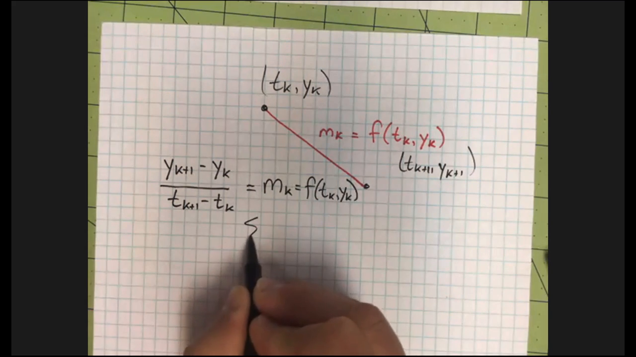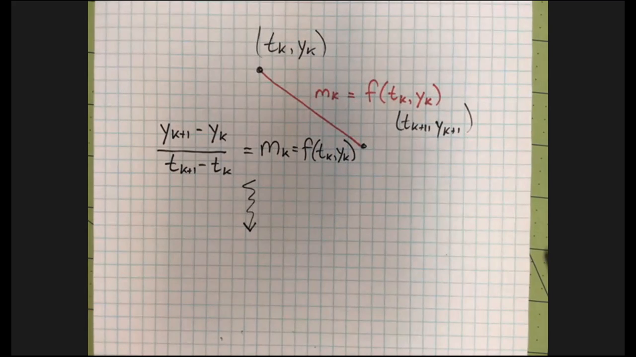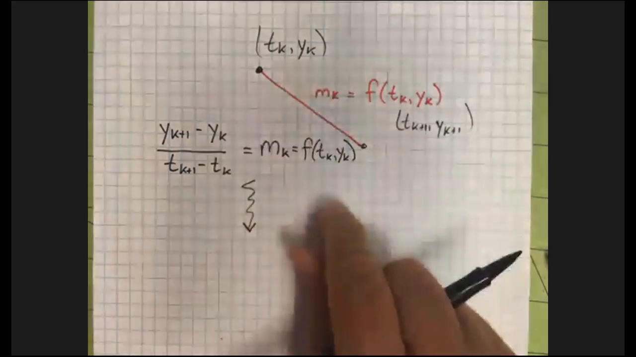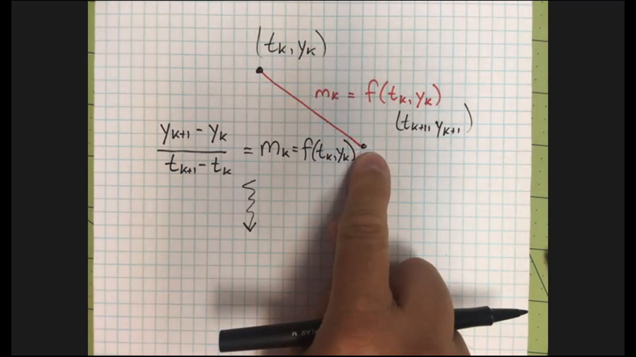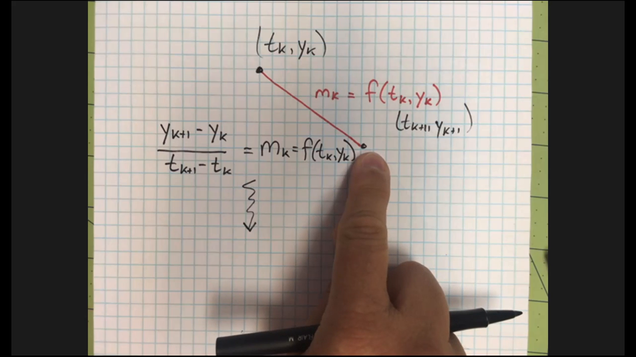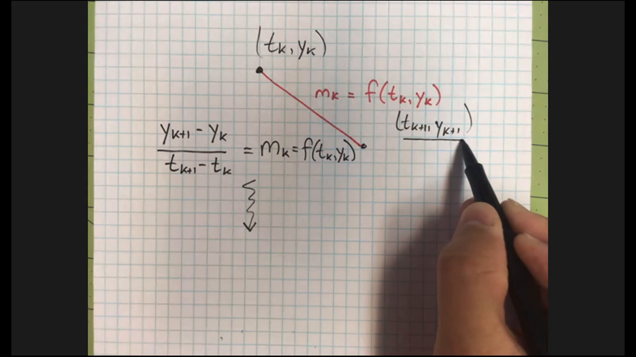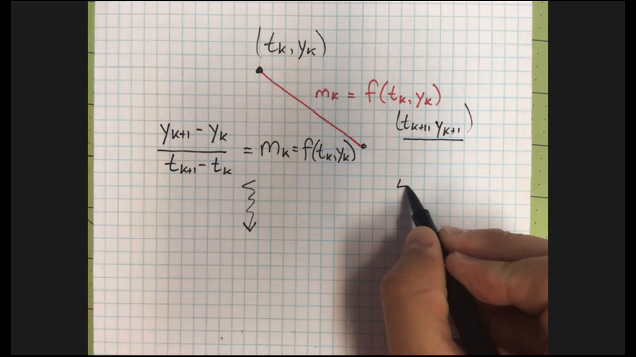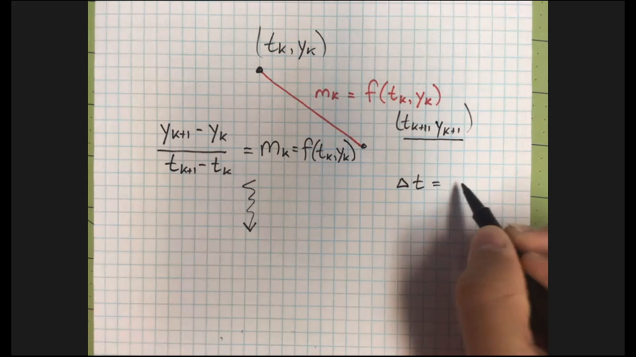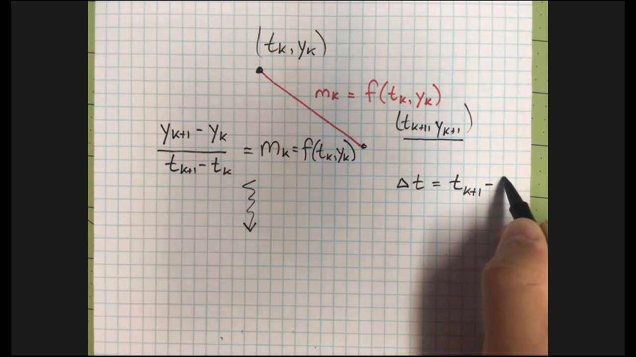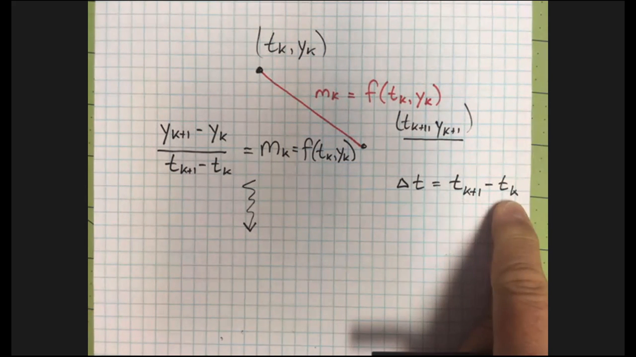Now let's turn this on its head. Let's turn this upside down. And let's say I was standing at the point TK, YK, and I wanted to predict where I would be at the next 5 second interval, or 1 second interval, or 20 year interval. Time is relative. I can use whatever units I need to in any problem. What I want to do is know the position that I will be at next. Well, the TK plus one is easy because remember, every time interval is TK plus one minus TK. It's just the difference between the last two T's.